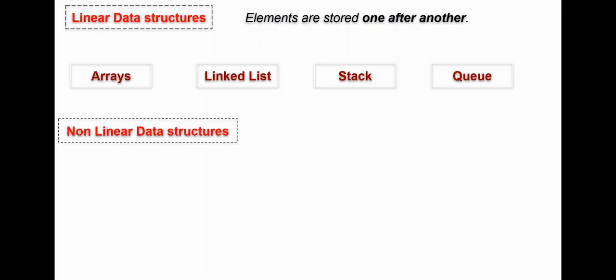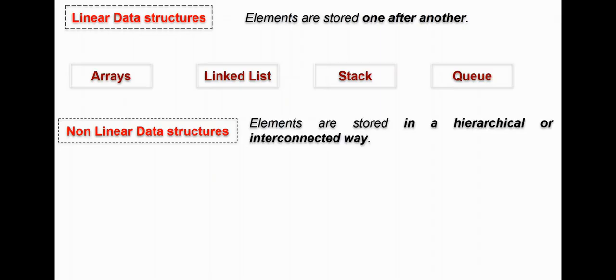Next one is nonlinear data structure. The elements aren't arranged in sequence. Instead, they are stored either in a hierarchical or in an interconnected way. An example of a nonlinear data structure is tree, where elements are arranged in a hierarchical manner. It starts with a root node and branches out to child nodes, forming a structure like an inverted tree. We can relate the folder structure on our computer to a tree. It starts with the main folder, which contains subfolders and files, where the subfolders can also have their own subfolders and so on.